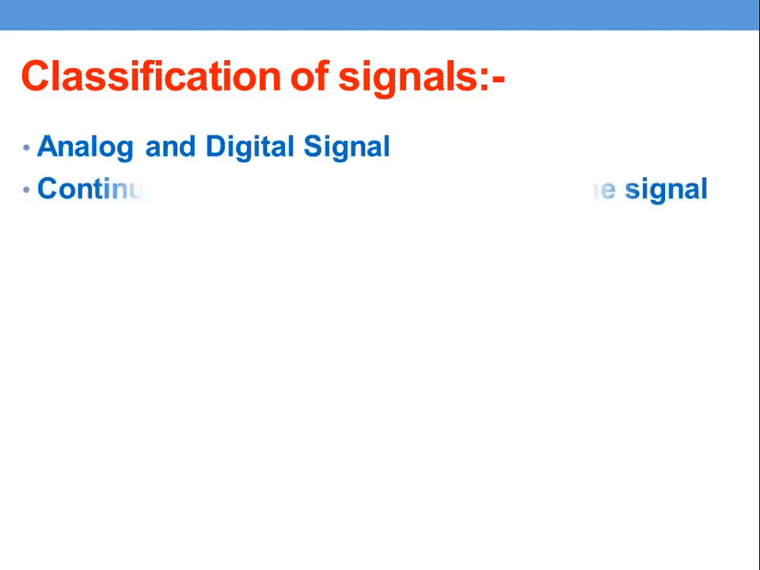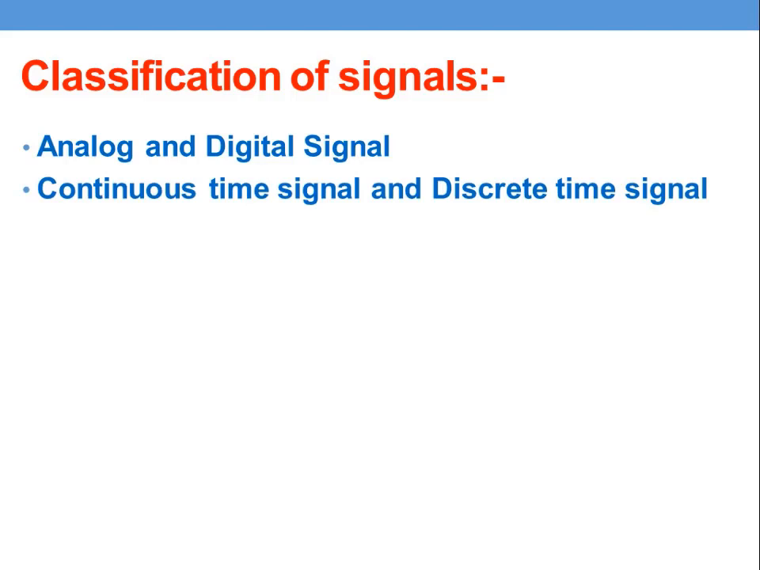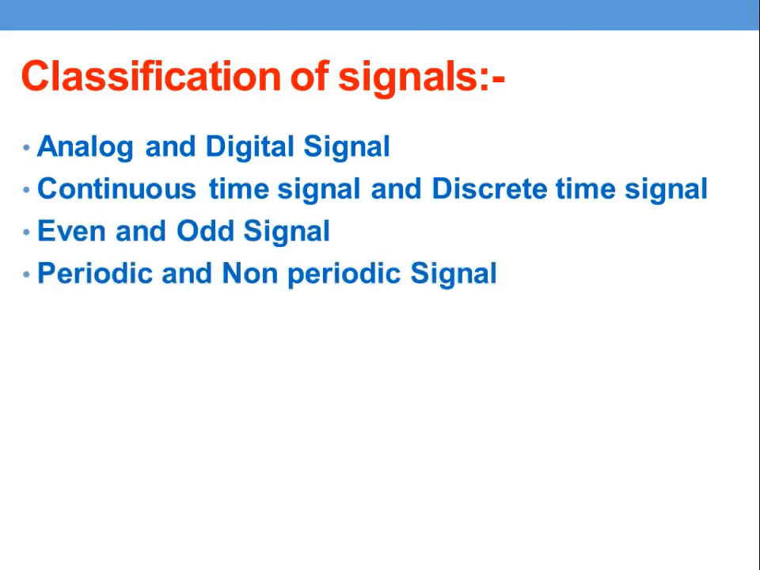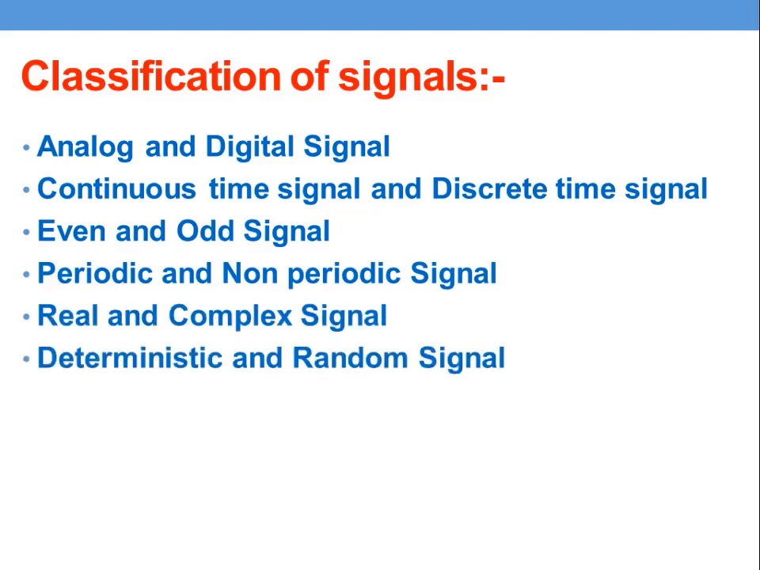Now let us look at the types of signal such as analog and digital signal, continuous time signal and discrete time signal, even and odd signal, periodic and non-periodic signal, real and complex signal, deterministic and random signal. Last one is energy and power signal. Now we will study each type of signal with its mathematical representation.